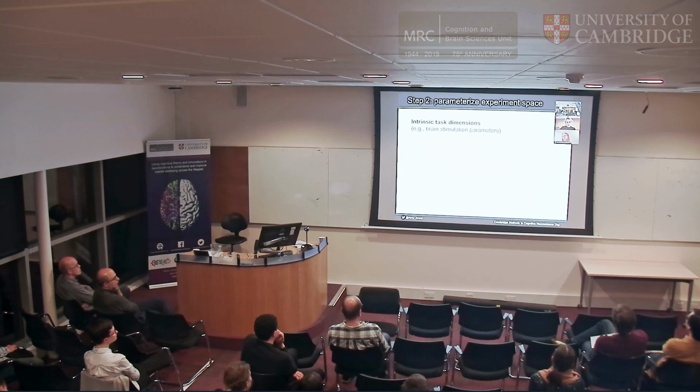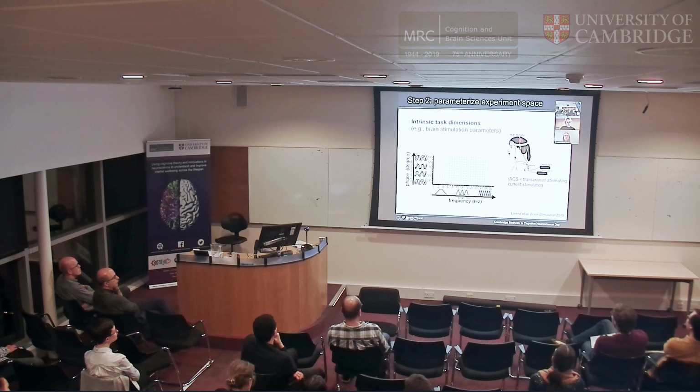For the other study on brain stimulation parameters, here again we had another very easy to span experiment space because we can use intrinsic task dimensions. So in this study, we use transcranial alternating current stimulation, which is a method where you use oscillations or sine waves, like you induce oscillations into the brain.